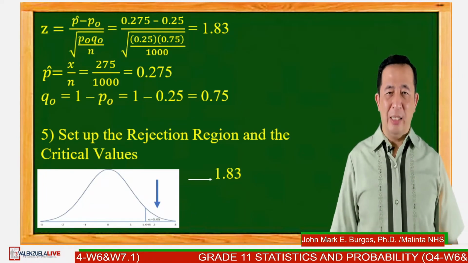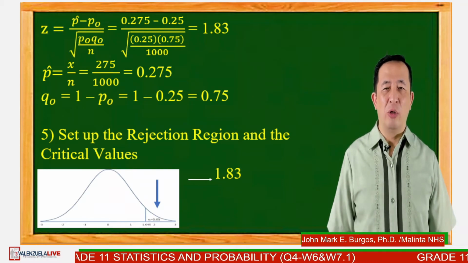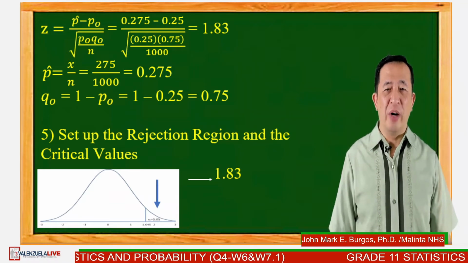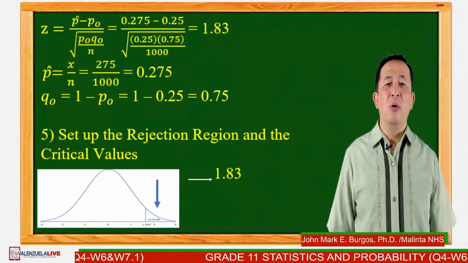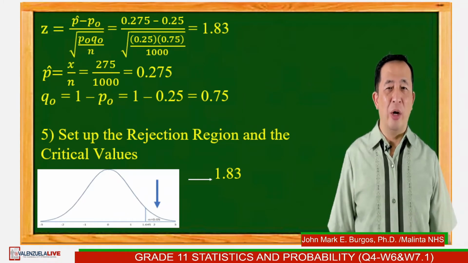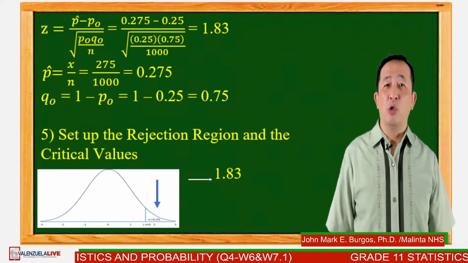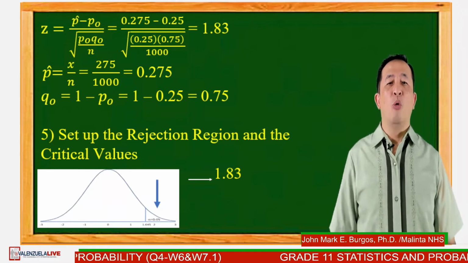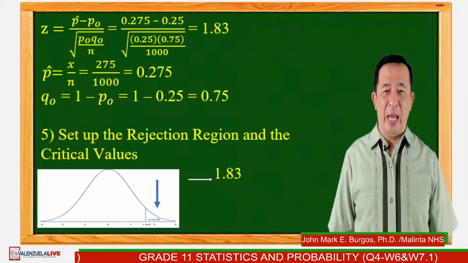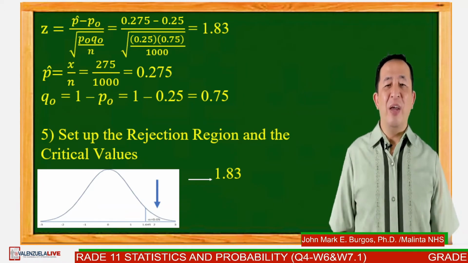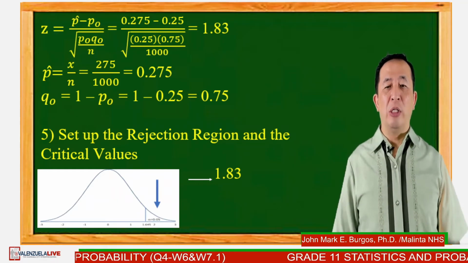To compute for the Z test, we have P hat minus P sub O over the square root of P sub O times Q sub O over N, which is equal to 0.275 minus 0.25 over the square root of 0.25 times 0.75 over 1,000. The total computation is 1.83. To compute for the P hat, we have X over N, and substituting the given values, we have 275 over 1,000, which is equal to 0.275.